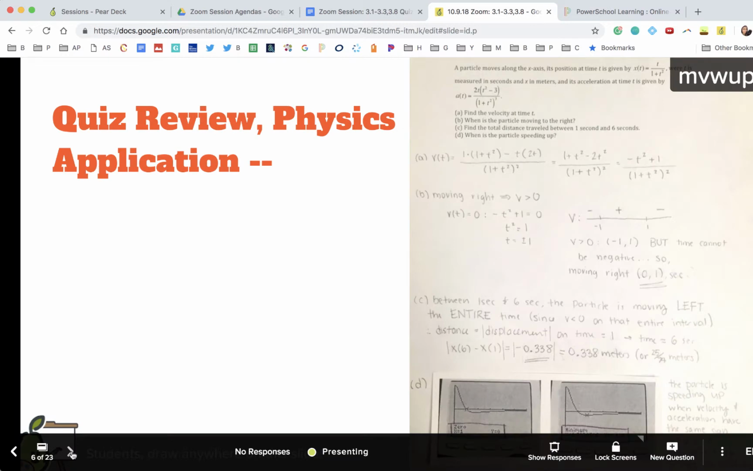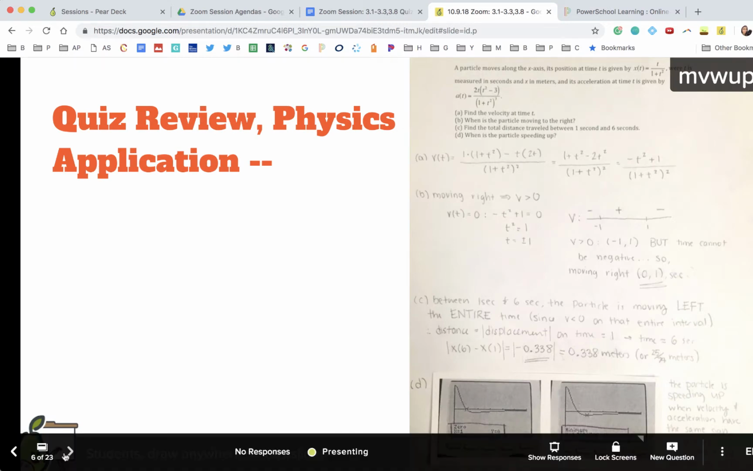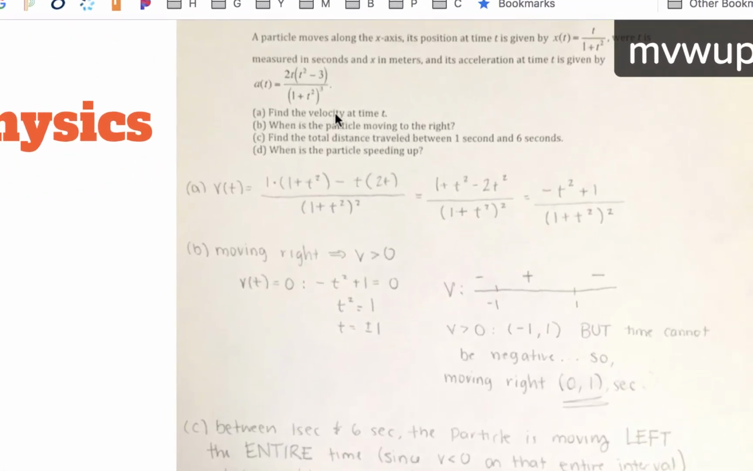All right, so we need to know this physics application. This is really, really important, and it's important to justify all of your work. So when they're asking you find the velocity, that is just the derivative of the position function. That's all you have to do. Easy. When they're asking when is a particle moving right, it moves right, or it moves forwards, or it moves up when the velocity is positive. It moves left, it moves down, it moves backwards when the velocity is negative.